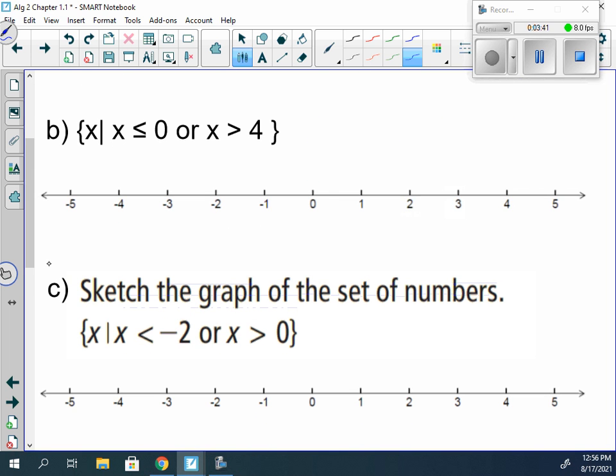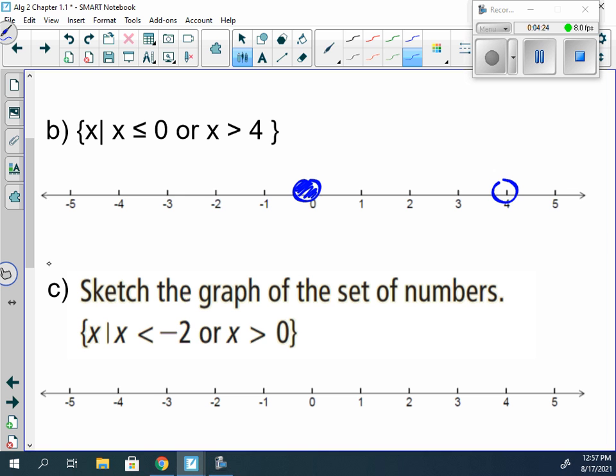For all real numbers x, such that x is less than or equal to 0, or x is greater than 4. Right, we would fill the circle in at 0 because it is less than or equal to. Anytime we have equal to, we will fill that in. So let's look at this here. x is what? Less than or equal to. Because it always opens towards the bigger number. So 0 is bigger than x.